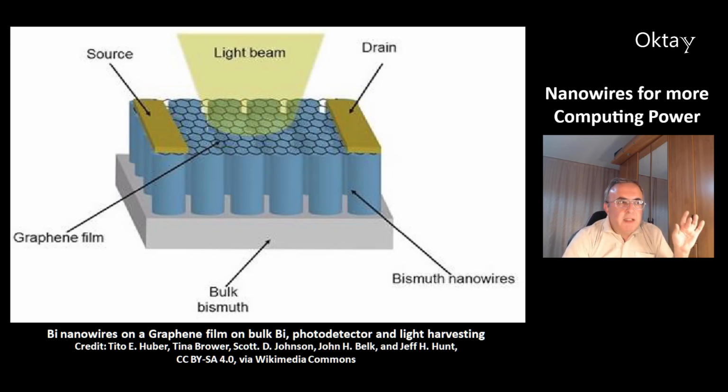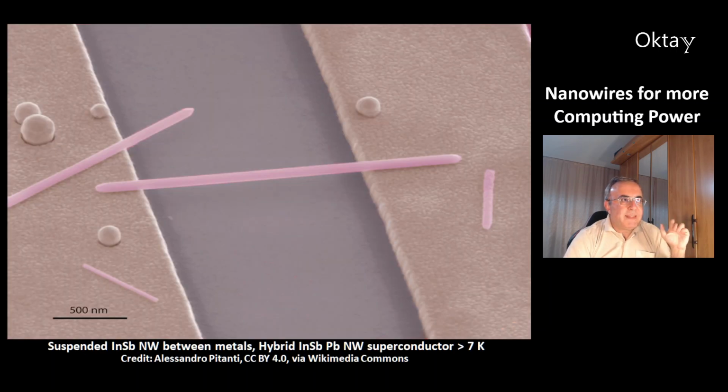This is another example, bismuth nanowires. They're on a graphene film, on a bulk bismuth. And this structure can be used as a photodetector and for harvesting of light. This is suspended indium antimonide nanowires between metals. You can see this is 500 nanometers. And there's a hybrid indium antimonide and lead nanowire. It is a superconductor, but it's not a high temperature superconductor because its critical temperature is 7 Kelvin.